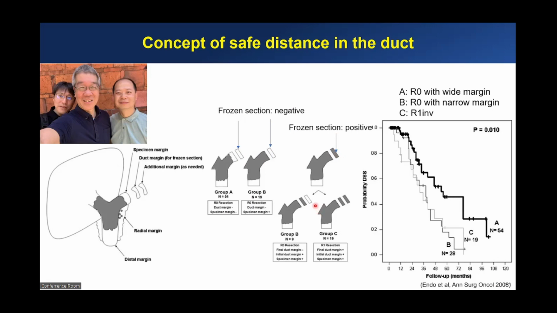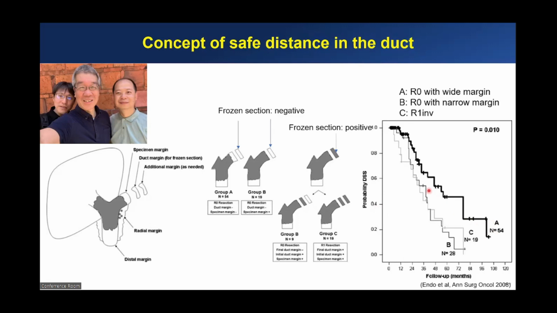And additional resection, and both additional resections will be performed in this case, with negative and positive results. So the situation using frozen section analysis is classified into 3 categories: R0 with wide margin, R0 with narrow margin, and R1 in bile duct cancer.